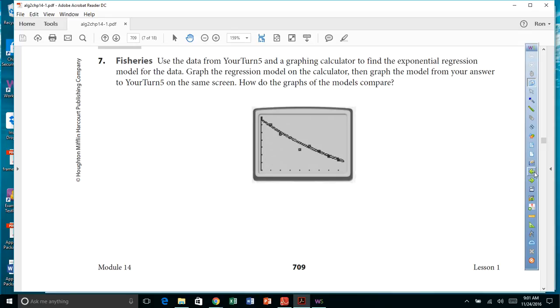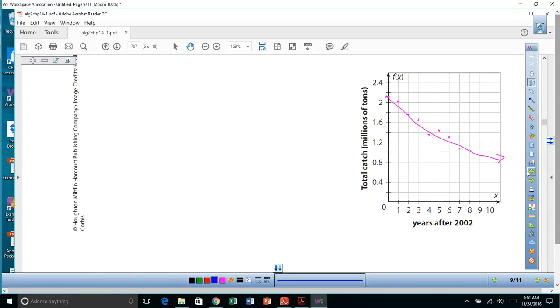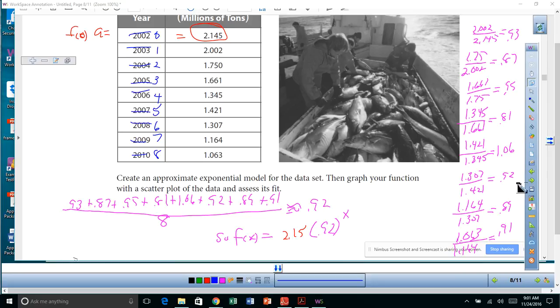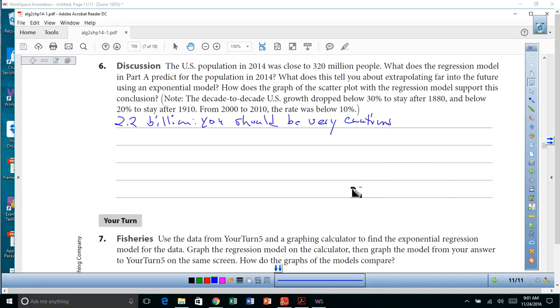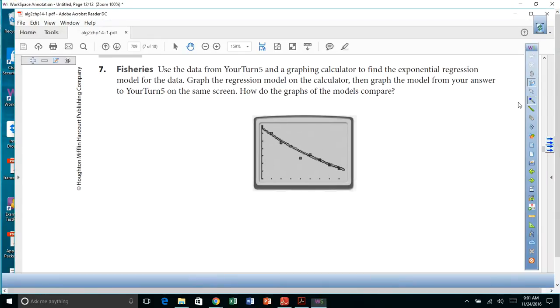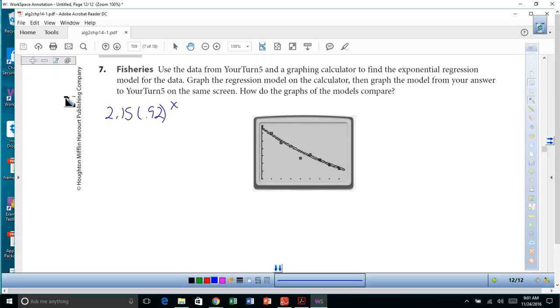So what did we get on your turn 5? That was fisheries, right? There it is right there. So what did we get? We got 2.15 and 0.92 for b. Okay, good. So your turn 5, we've got 2.15 times 0.92 to the x. So that was what we got. So let's do that in the calculator.